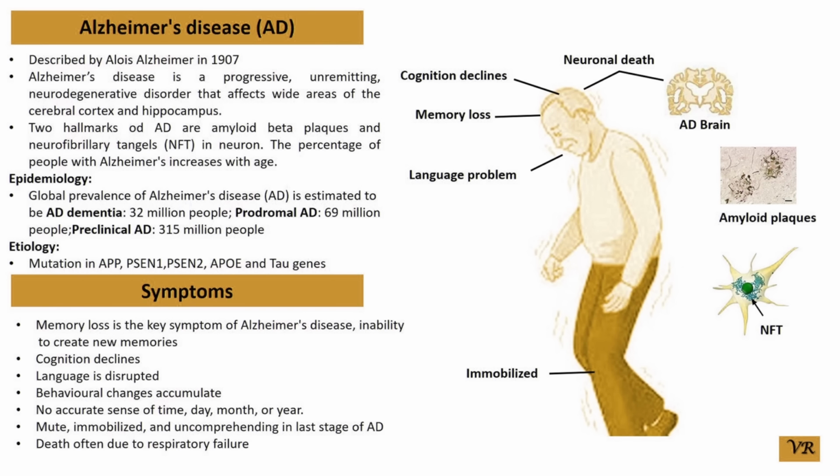Symptoms of AD include memory loss, cognition decline, language disruption, behavioral changes, no accurate sense of time, day, month or year. In the advanced stage, the patient will be bedridden, immobilized and uncomprehending in the last stage of AD. Death is often due to respiratory failure.